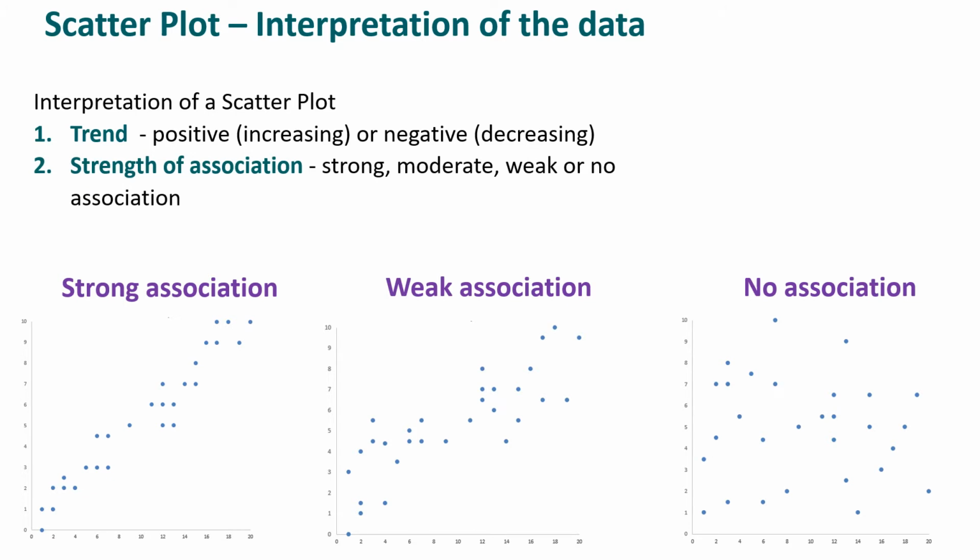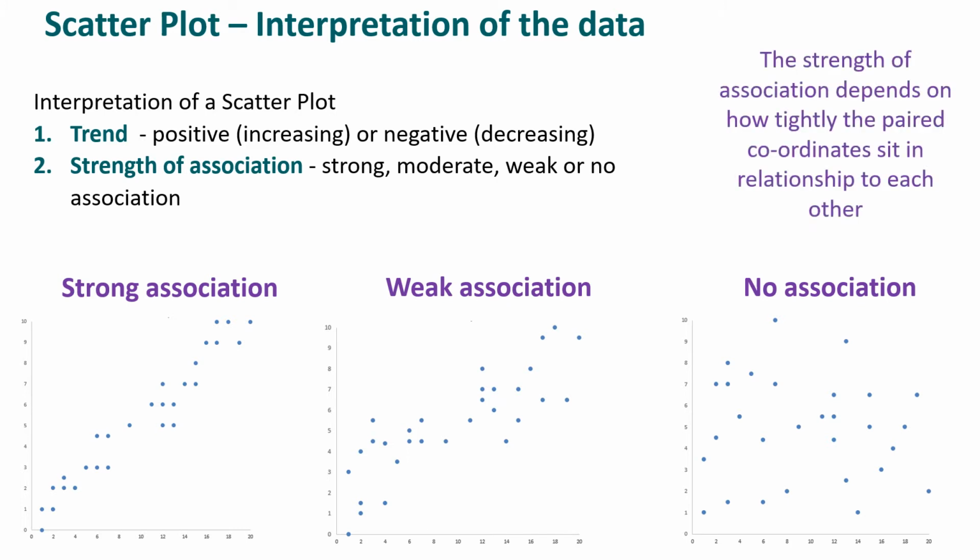The next step is to determine the strength of association in the data, and that can be described as either strong, moderate, weak, or no association. The strength of the association depends on how tightly the paired coordinates sit in relationship to each other. So we have three examples below.